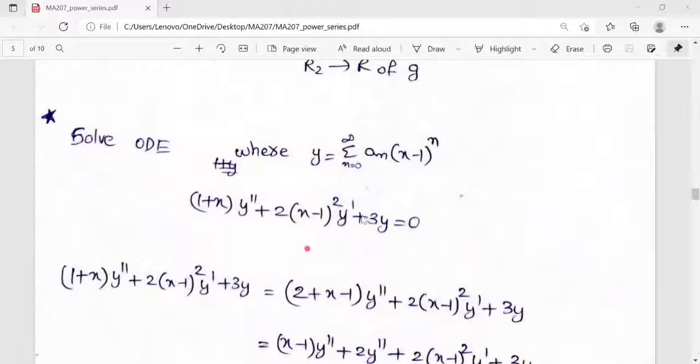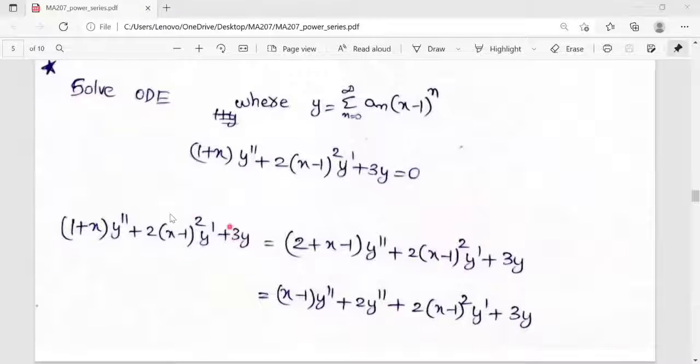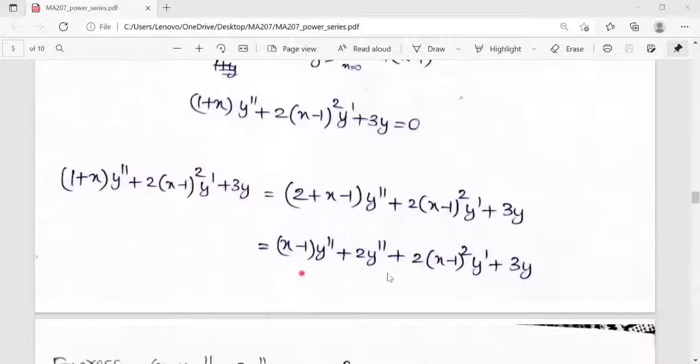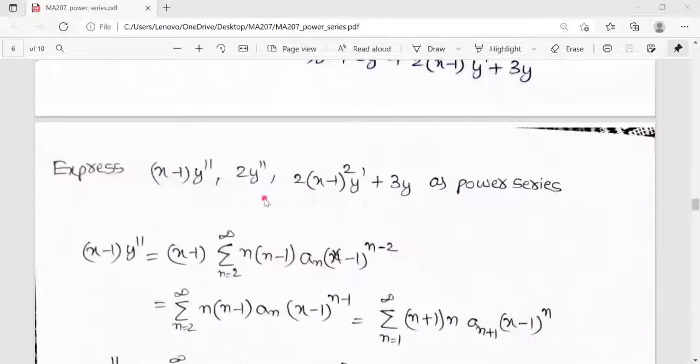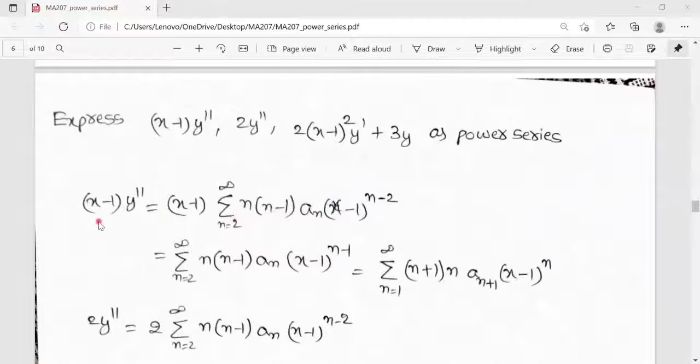This is the ODE, and here the center of the power series solution of the ODE is 1. So we will write this equation with 2 plus x minus 1. We need powers of x minus 1, so we will bring all terms to powers of x minus 1. We will express each term as an individual power series. Here, x minus 1 times the second derivative of y, by using this formula, we will get this. And if we simplify, in place of n minus 1 we keep n plus 1, so we will get this equation.